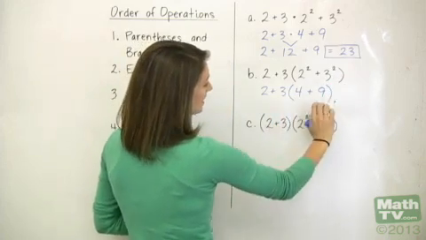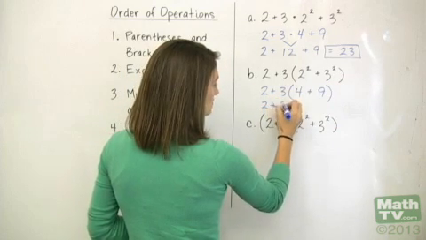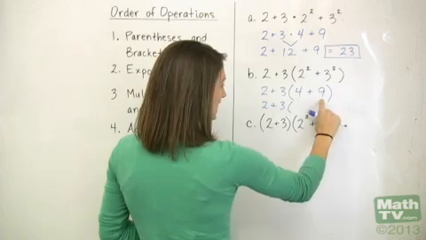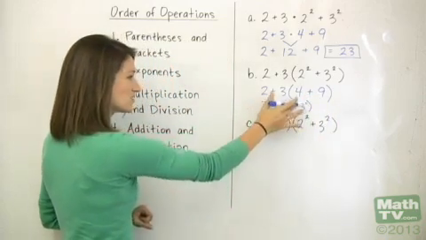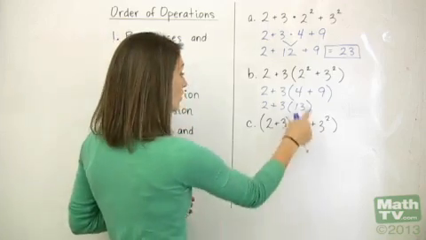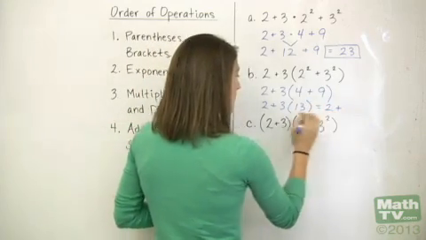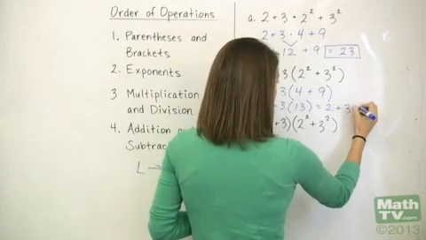Now we're still working inside our parentheses to simplify this as much as we can. So we have 2 plus 3 times the sum, 4 plus 9. So we're going to add these, which is 13. Now we can move on. We've simplified everything within our parentheses, so we'll move on down the list and work our multiplication. So we have 2 plus 3 times 13, which is 39.